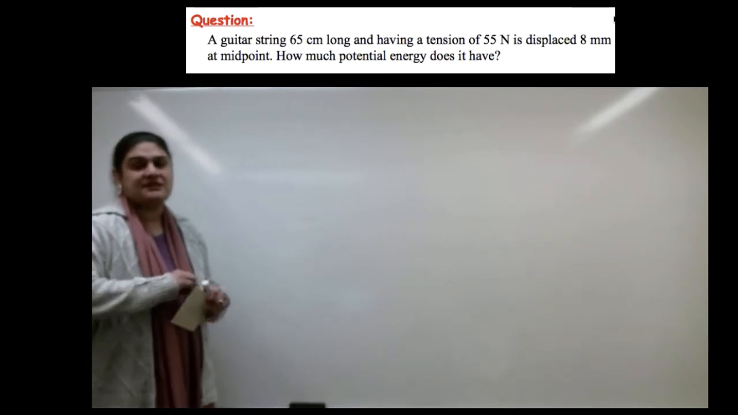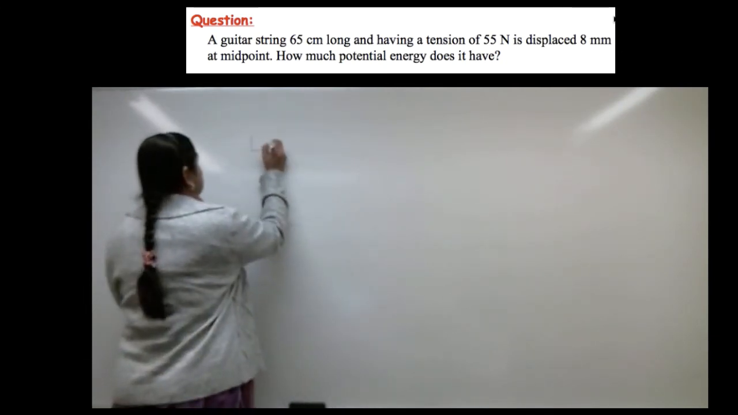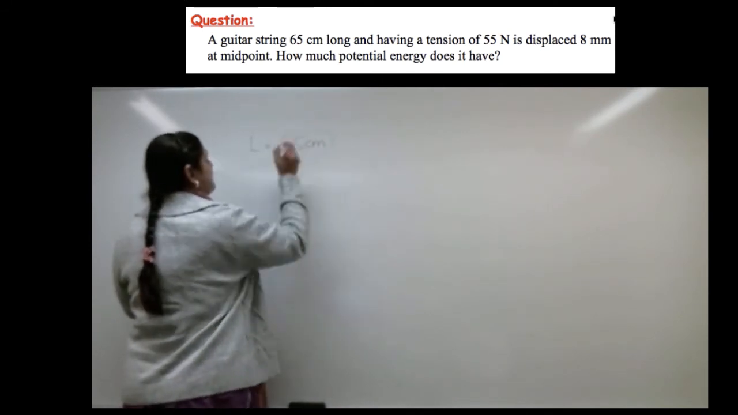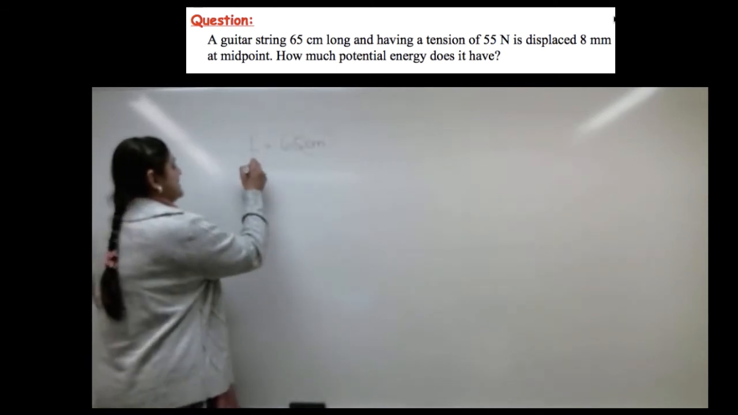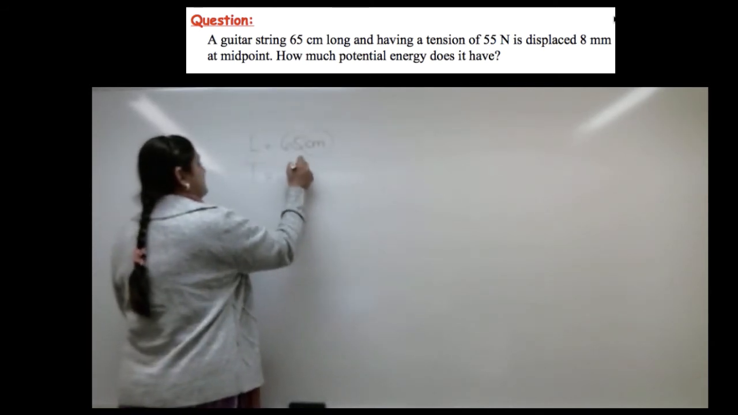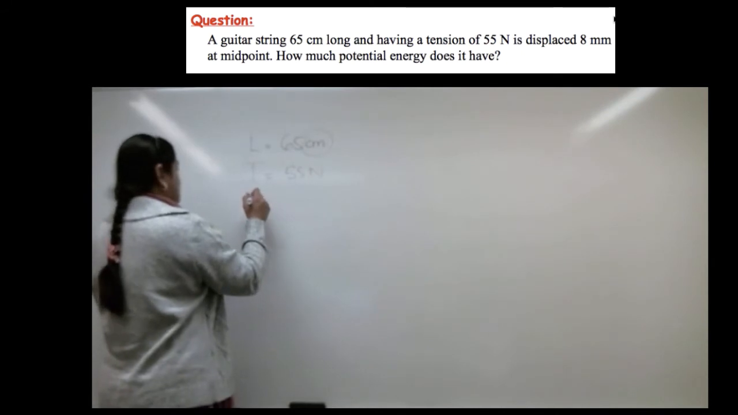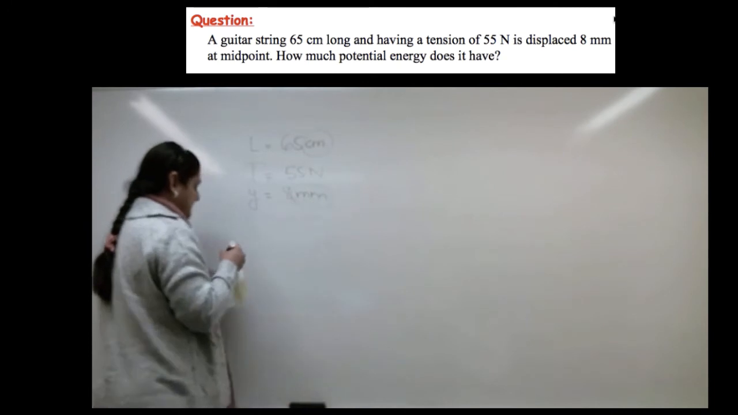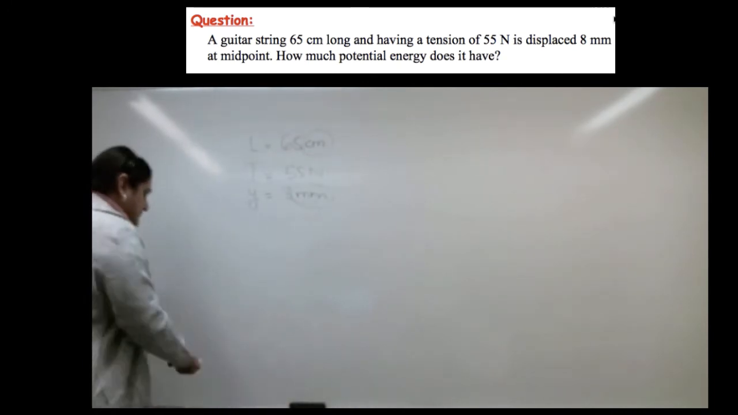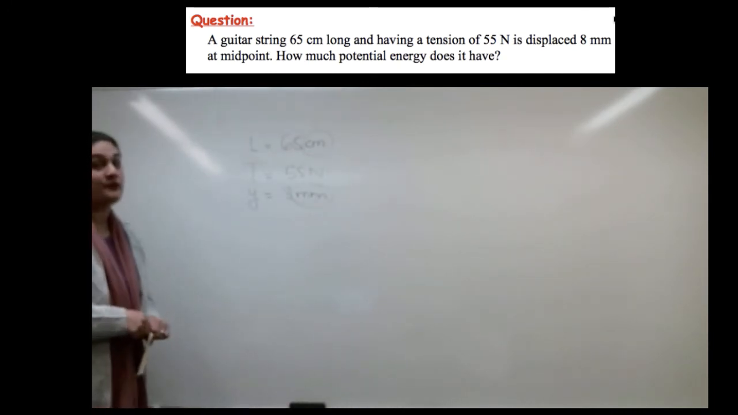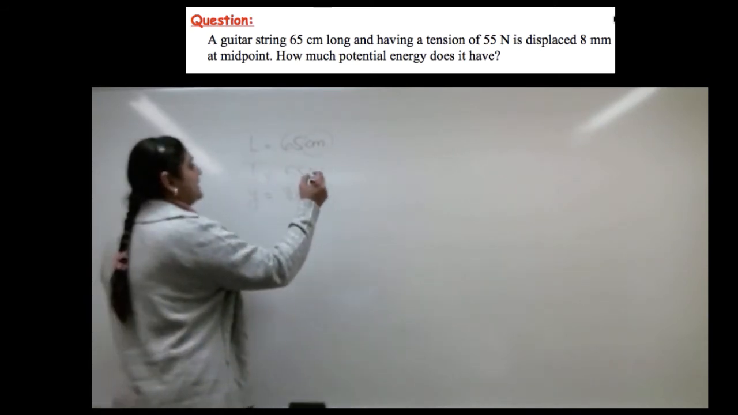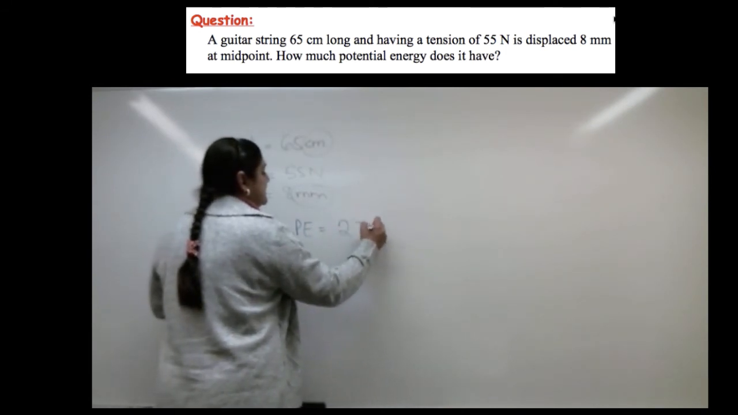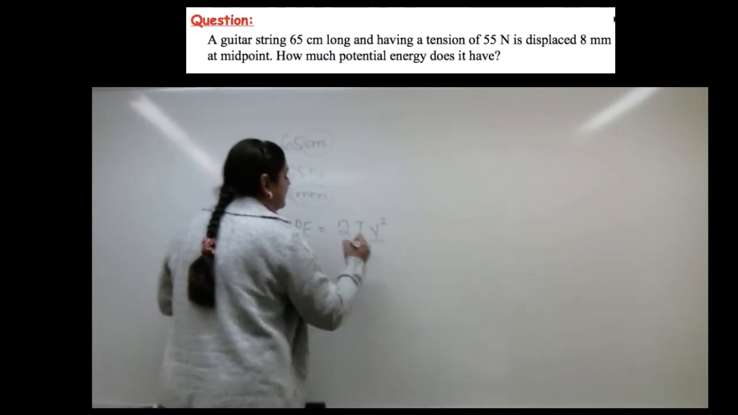So this problem says that the guitar string is 65 centimeters long. Now there's a problem, there's centimeters in here. And it says that the tension is equal to 55 newtons. And it also says that my y displacement is 8 millimeters. Now there is another problem, that it is saying that it is 8 millimeters. So the first thing I need to do is find the formula that I'm going to be using. So I know that my potential energy is going to be given by 2T y squared over L.